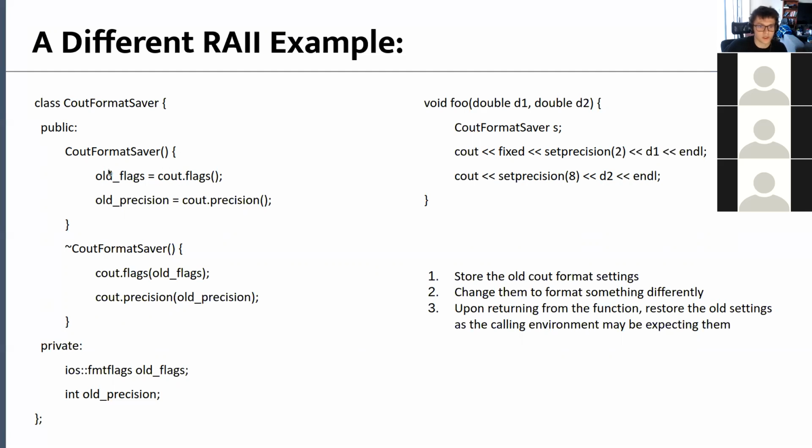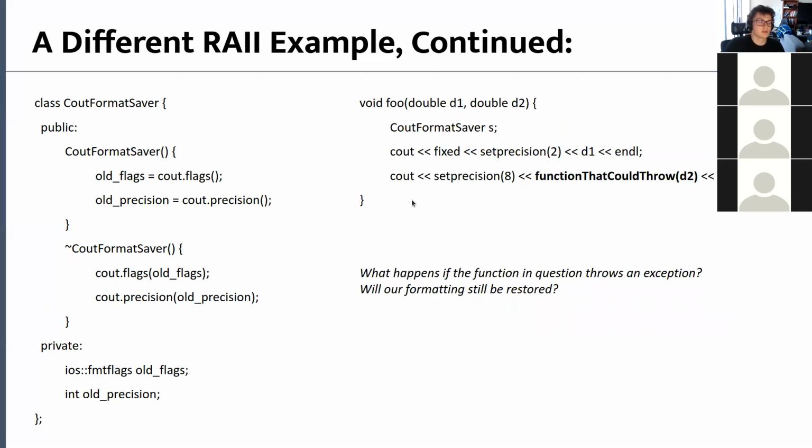In the constructor, we are going to store the old flags and the old precision. And in the destructor, we're going to restore the flags from what the old flags were and the precision from what the old precision was. So in this function, clearly we want to mess around with the precision and some flags. So we're going to first declare a cout format saver, which is going to store whatever cout settings were at this line of code. Then we're going to change them. And then as soon as this function returns, right at this curly brace down here, we're going to restore automatically via the destructor of cout format saver. The old settings are going to be restored, which is pretty nifty.